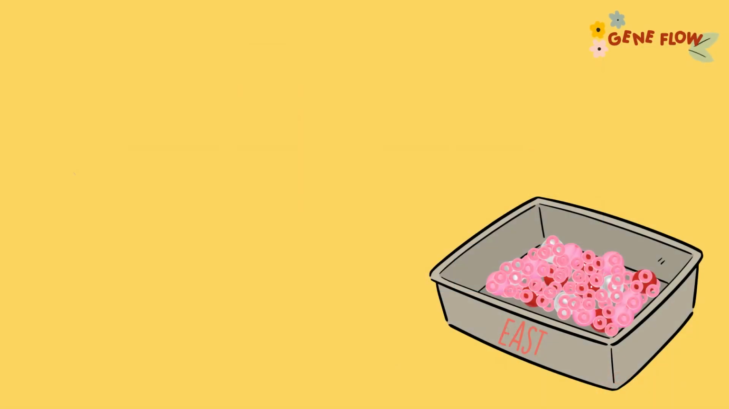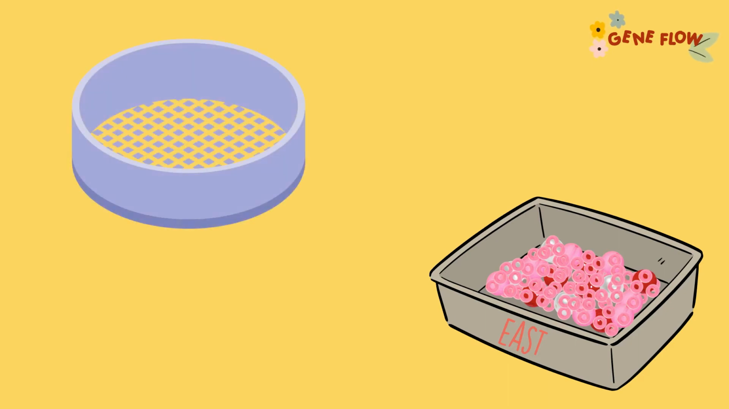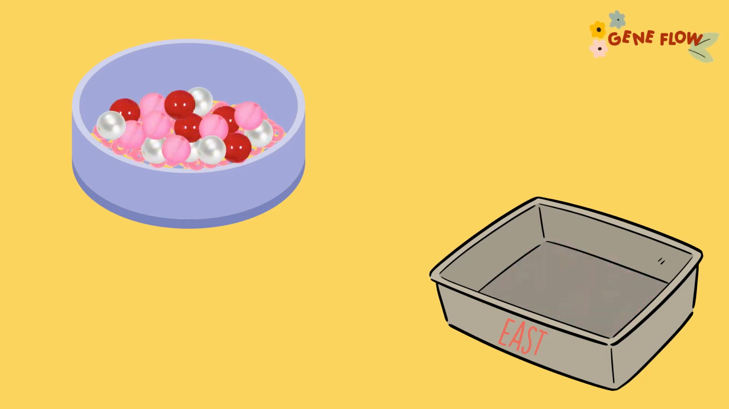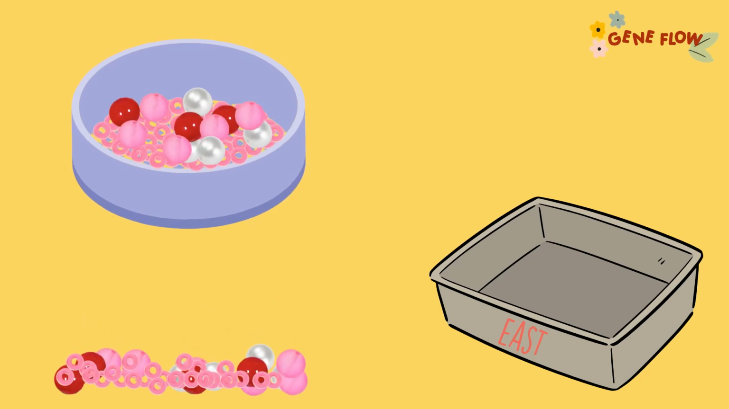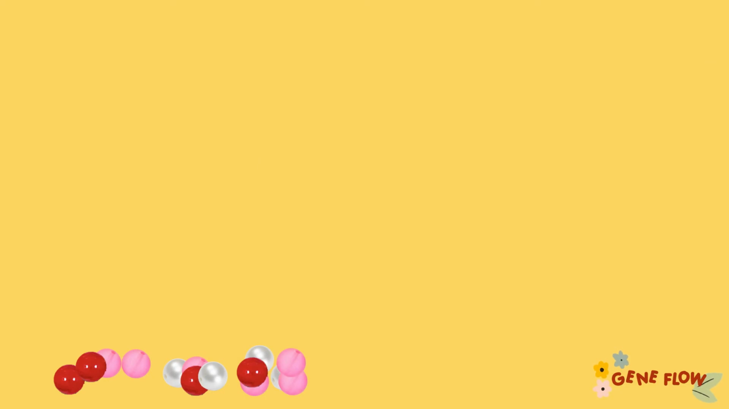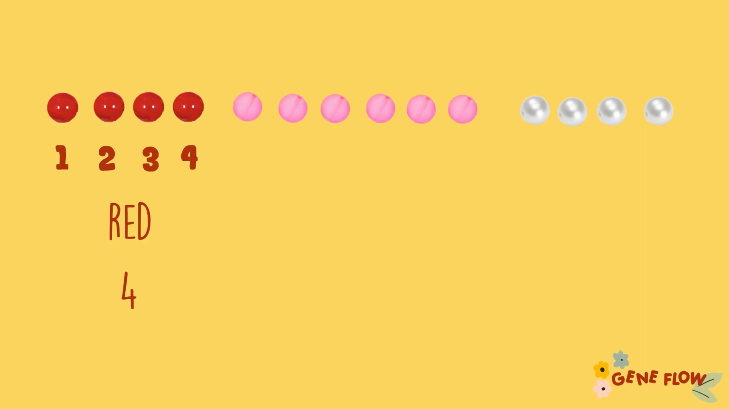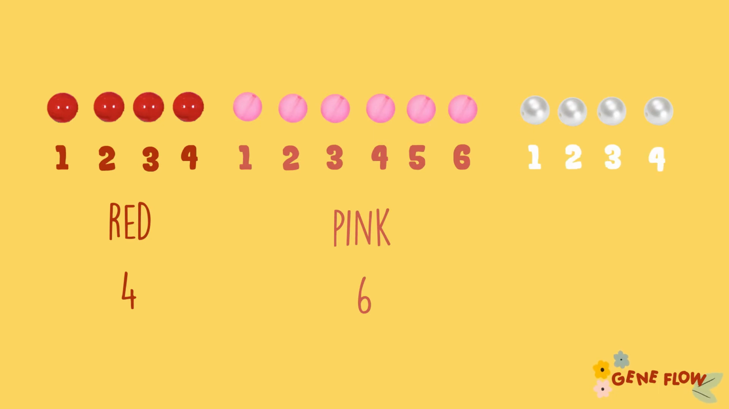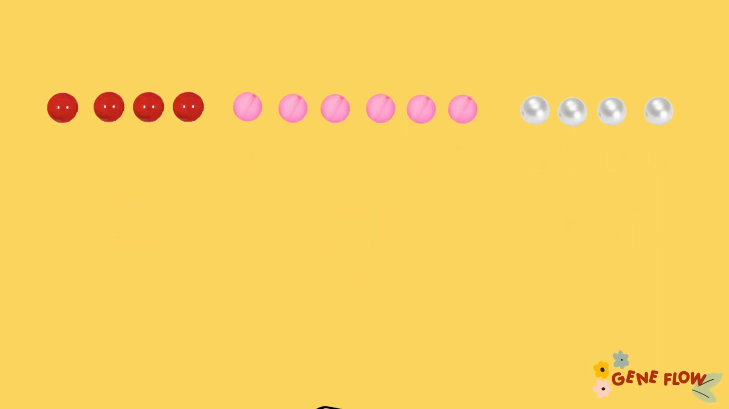If the population is on the east side, some of your gravel divers will migrate to the south. We will use a sieve to simulate the migration. First, the eastern population will be sifted once using a sieve. After, count the sifted gravel divers of each color. There are 4 red, 6 pink, and 4 white gravel divers. Take note and record the result, and after, transfer all the sifted gravel divers to the southern island.